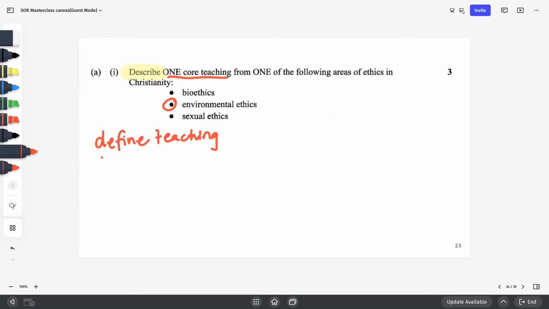You would need a sentence that includes textual support, depending on the teaching. It depends, I guess, on the textual support. Scripture would be the preference, but it could be something else. Environmental ethics, stewardship. If you're doing Christianity, you might want to use something from Laudato Si if you're focusing on Catholicism. And then the last thing that you would have here is how it links to an issue.